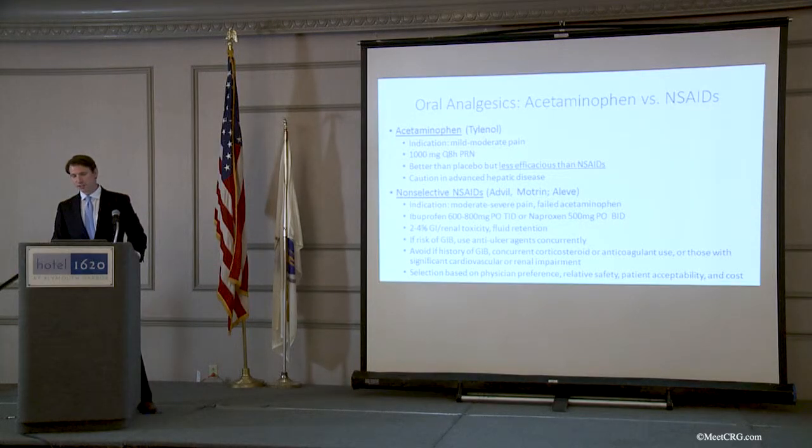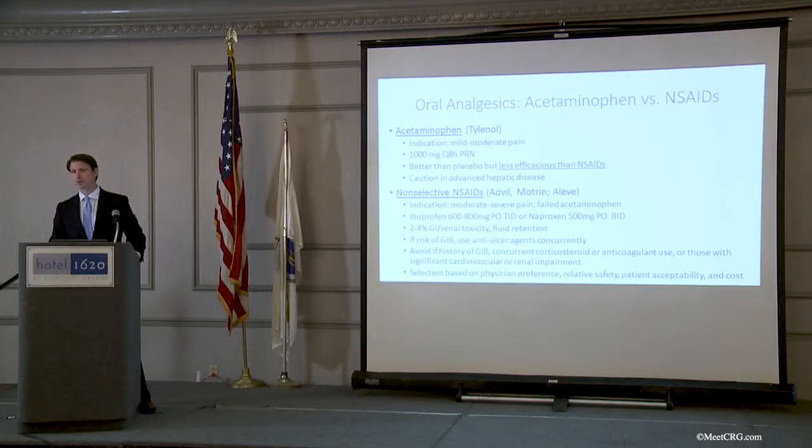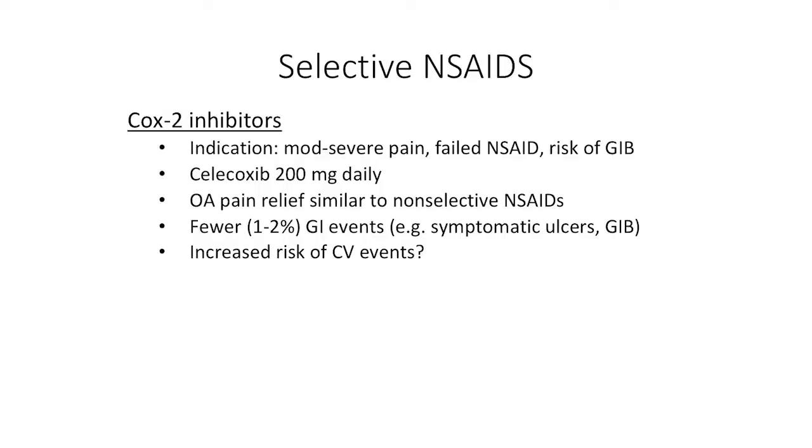So the non-selective anti-inflammatories are kind of the mainstay. Ibuprofen, which is Advil and Motrin, or Aleve, which is naproxen. This is something that should be taken on a regular basis, 2 to 3 times a day. It does have a 2 to 4% chance of having abdominal discomfort or fluid retention, so you want to avoid this in patients that have a sensitive stomach, have had prior GI bleed, or are on other anticoagulants, or have severe cardiovascular disease. In that case, you may consider more of a selective anti-inflammatory, which is a COX-2 inhibitor.